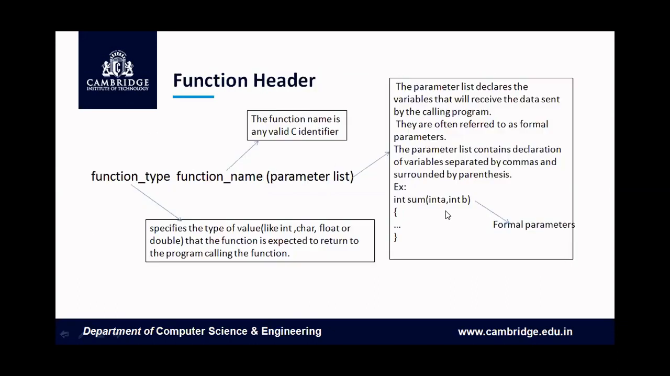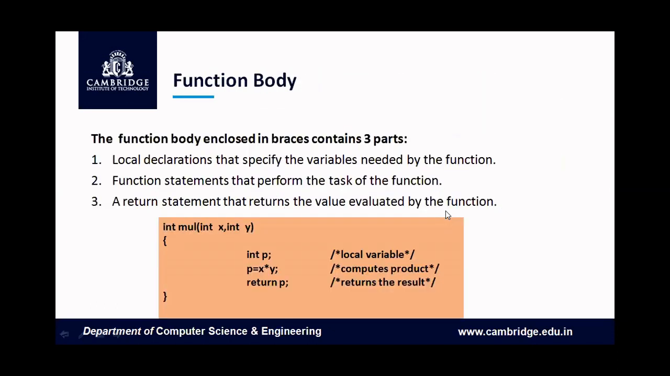Now we'll see the function body. Function body has local declarations that specify the variables required by the function, and function statements that perform the task of the function, and the return statement at the end, which will return whatever calculation you have done. The value will be written there. Otherwise, it just returns the control back to the calling function.